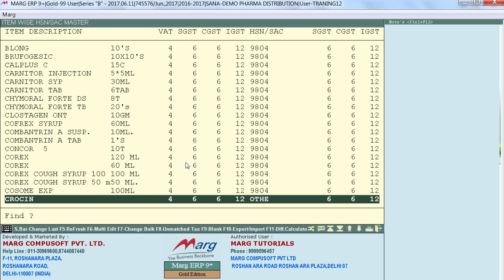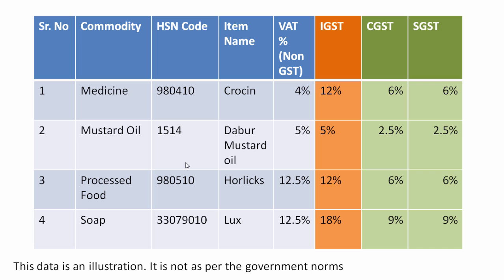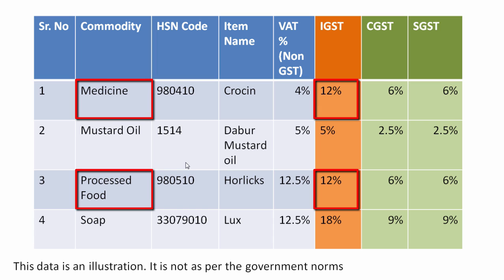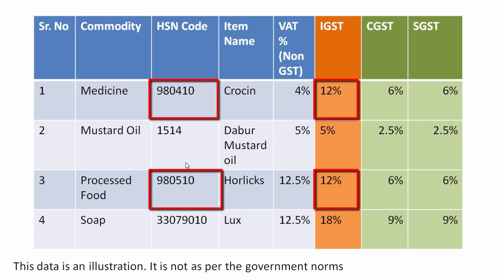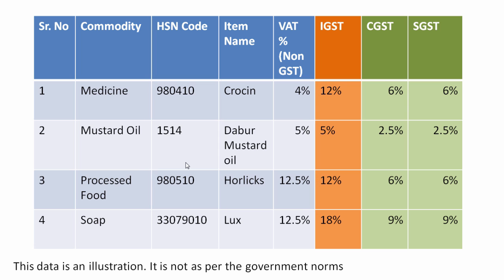So our sheet is imported. Now as you can see, 12% GST is charged on two different HSN. One is on medicine and the other is on processed food. So the tax percentage of both of them is the same, but the HSN code is different. But suppose mine is a medicine shop and most of my inventory is medicine.